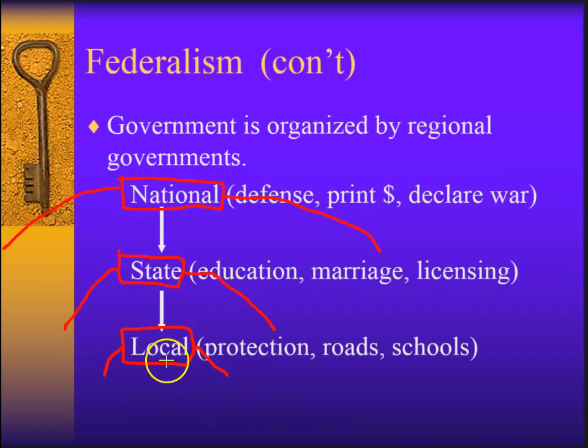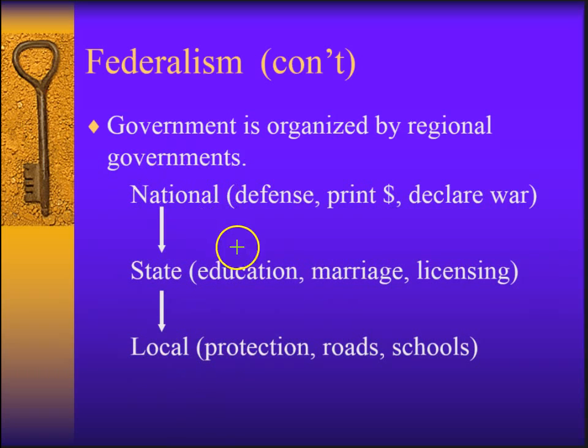Now, the local government only receives its power from the state. The state can't operate outside of the national government. However, each level of government has certain responsibilities. The national government is responsible for defense. It would be illogical for a state to have its own army: Ohio's threatening us, so we're going to invade Ohio. That doesn't work. The national government is responsible for printing money and for declaring war. We wouldn't want the state of Indiana to have the power to declare war on Taiwan or Canada, for that matter.